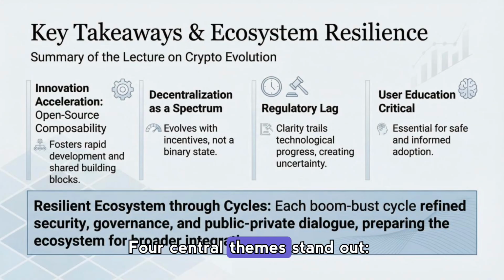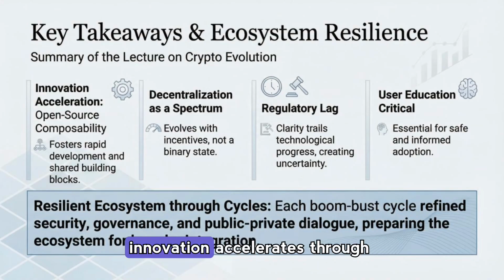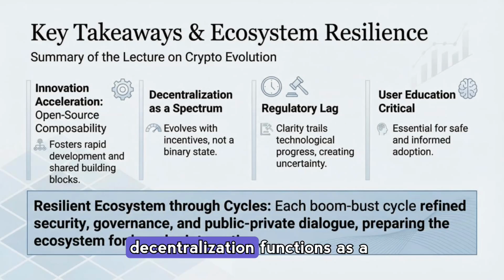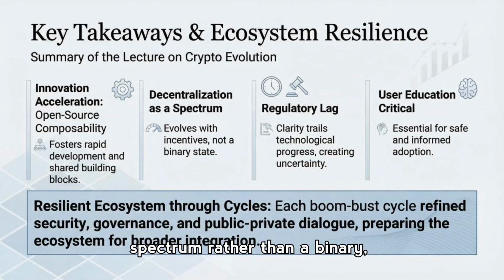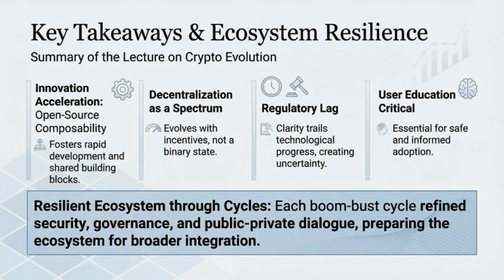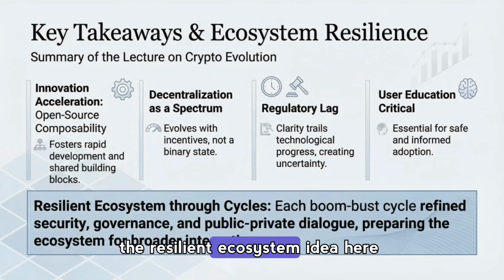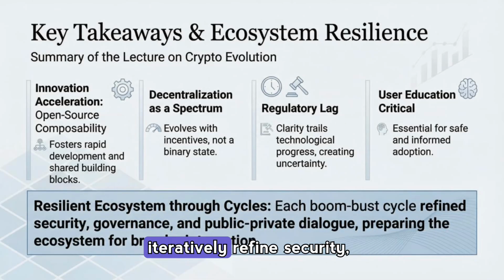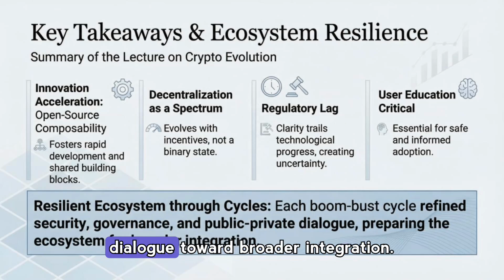Four central themes stand out. Innovation accelerates through open-source composability. Decentralization functions as a spectrum rather than a binary. Regulatory lag creates short-term uncertainty. And user education is essential for safe adoption. Overall, the resilient ecosystem idea here argues that boom and bust cycles iteratively refine security, governance, and public-private dialogue toward broader integration.